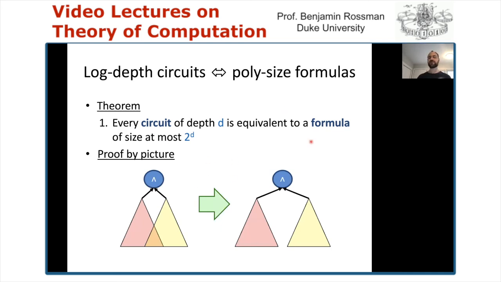we're just going to convert a circuit to a formula in the obvious way. So for each gate in the circuit, if it takes two subcircuits that feed into it, we just make disjoint copies of those subcircuits. And then we repeat this process. So starting at the root, you do this, and then repeat this process inside of the red triangle and the yellow subcircuit. Okay. And you do this all the way down. And it's easy to show that the formula size that you get is at most 2^d.